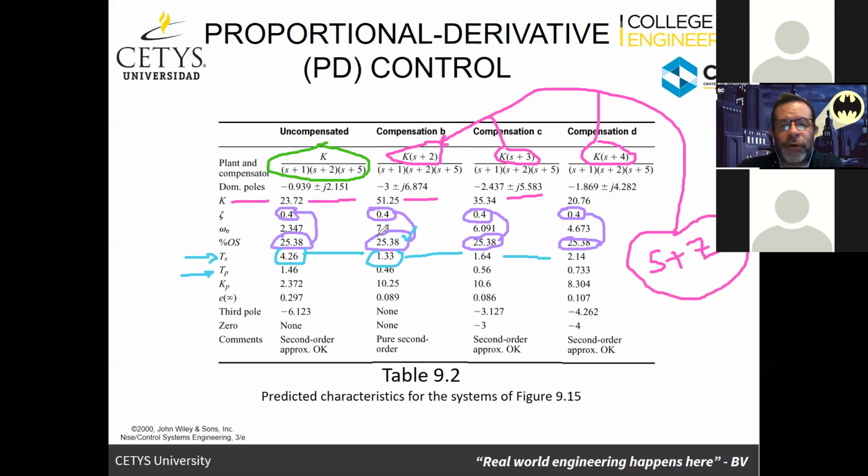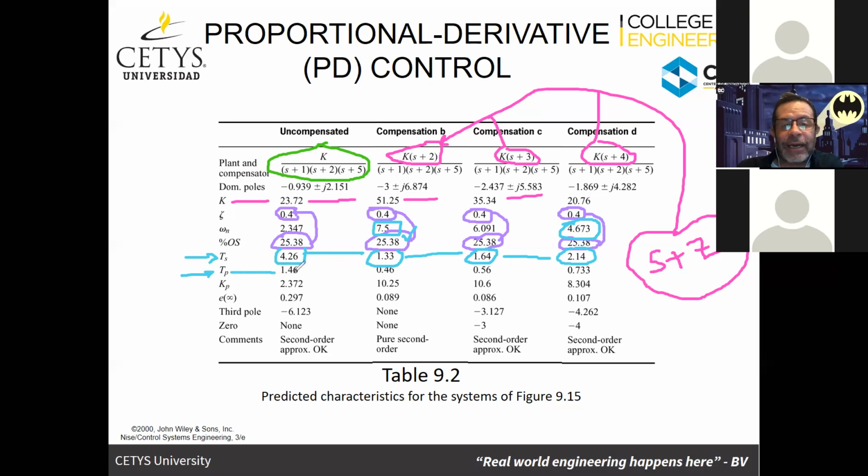However, the natural frequency increased. So it's going to oscillate a little bit more. And I can see over here that the settling time gets a little bit larger here and even larger here, but even with the fourth compensation, it's still lower than the original. And the difference is that with this one, with the compensation D, I don't get as much oscillation.